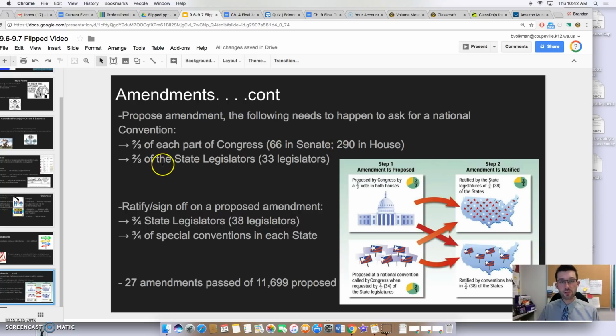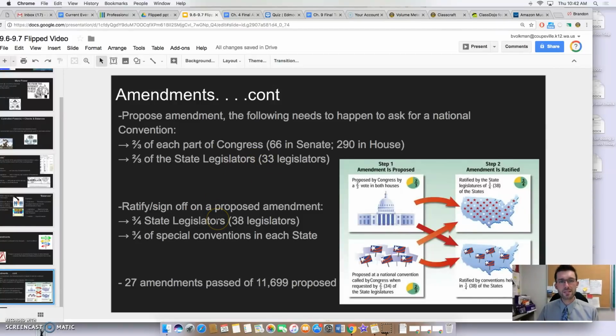Or you could have 2/3 of all the state legislatures agree to propose an amendment. So that means you have to have 33 of our 50 legislatures. Which do you think is going to be harder to have happen? Which might be easier? I don't know about you. I think having the legislatures would be probably harder.